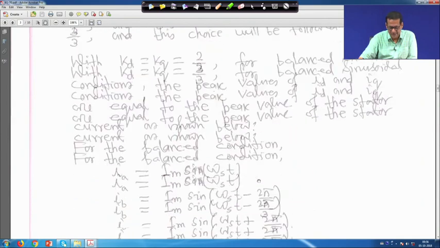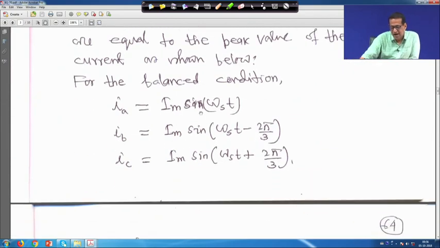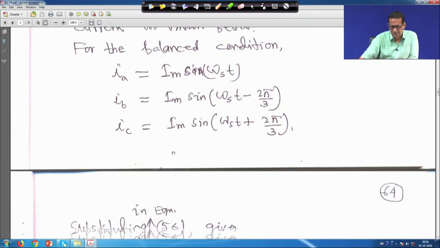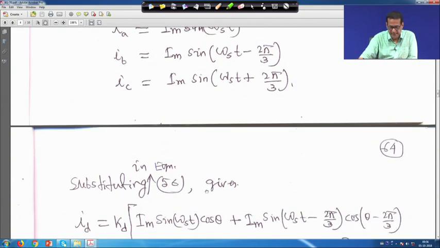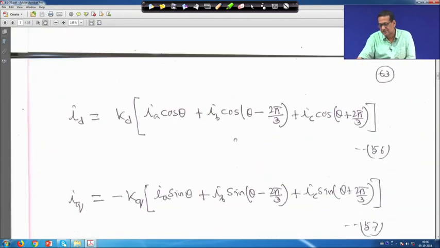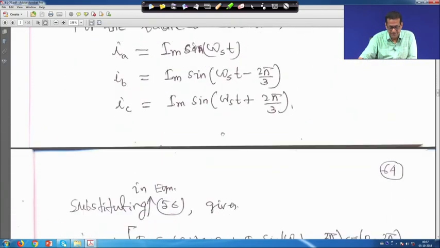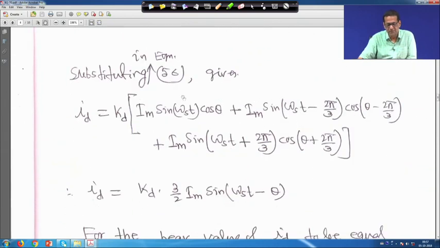For the balanced condition, we know that ia is equal to im sin omega s t, where im is the peak value, ib is equal to im sin (omega s t minus 2 pi by 3) and ic is equal to im sin (omega s t plus 2 pi by 3). This we know. Now, substitute these ia, ib, ic expressions in equation 56 and simplify.